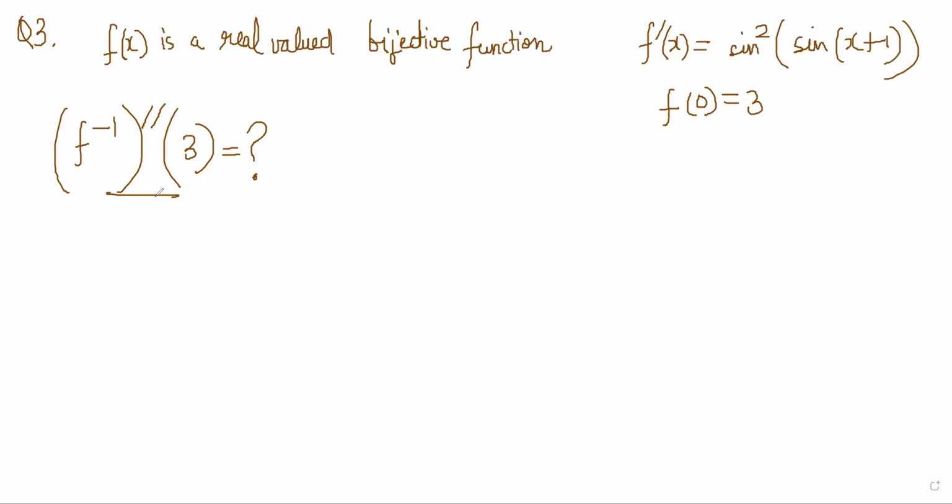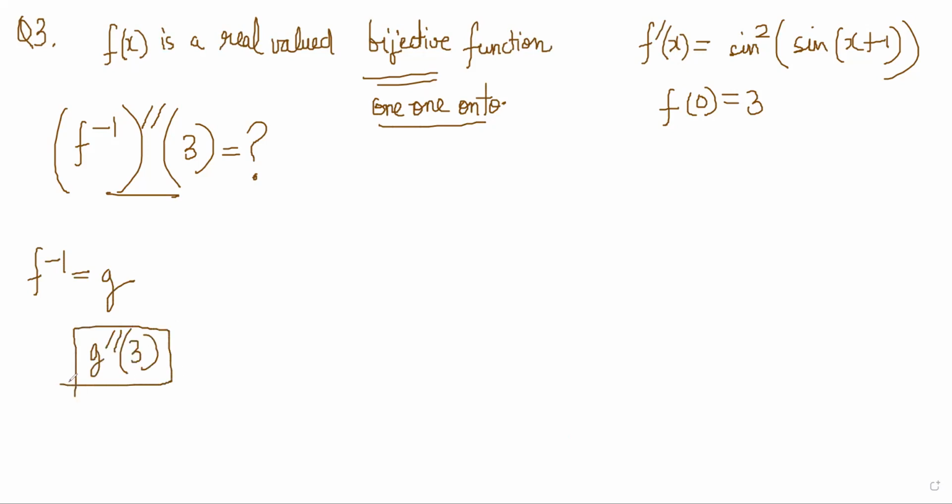And you are given the single derivative of the function. And it is given that it is bijective, which is one-one and onto. So inverse exists. Inverse of a function only exists if it is bijective. So basically, if you call the inverse function g, you want to find g double dash 3. So try this.